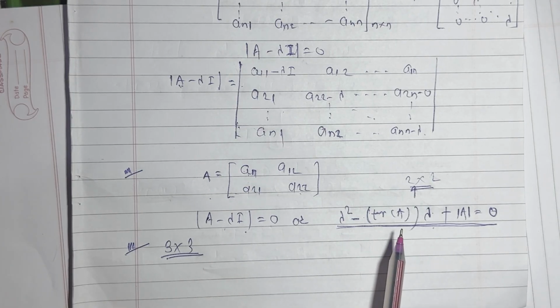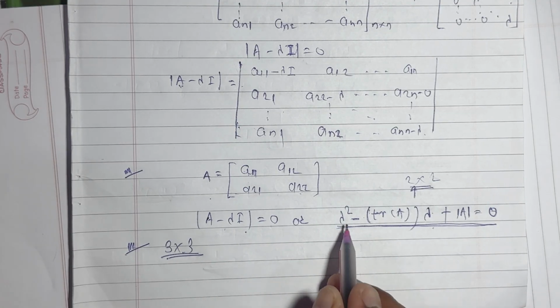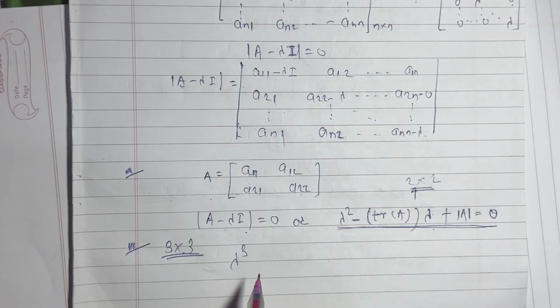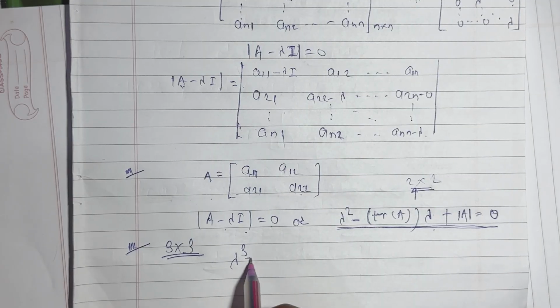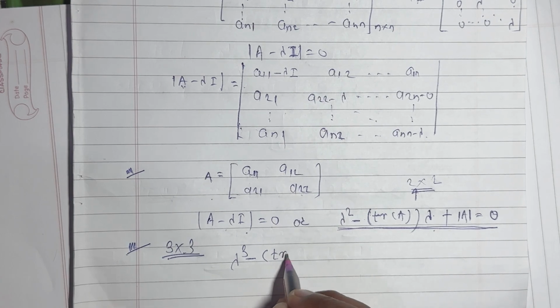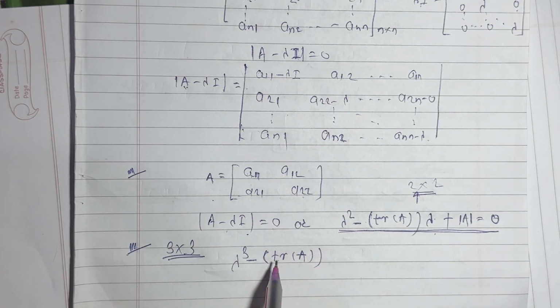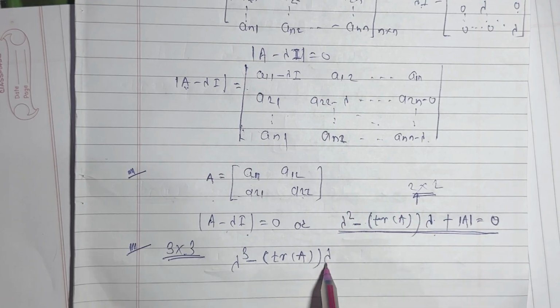But if you want the polynomial equation, in such a case, for a matrix of order 3 by 3, you take lambda cube here. Lambda cube minus the trace of that 3 by 3 matrix, consider the matrix is A, the trace of that 3 by 3 matrix into lambda square.